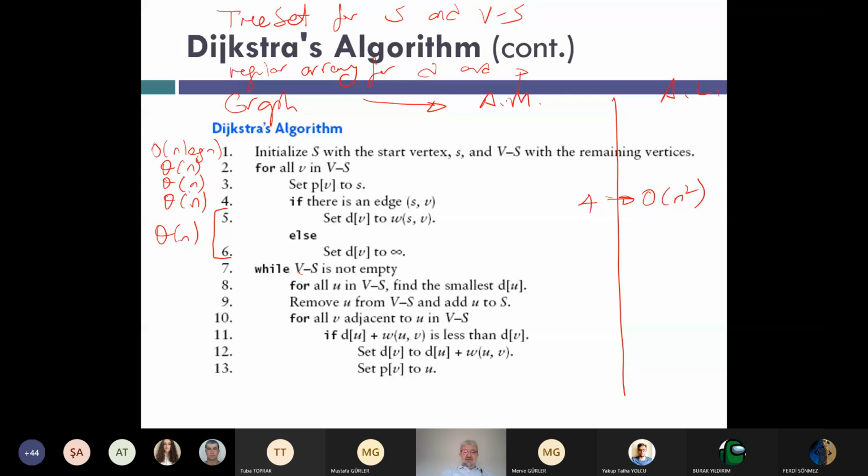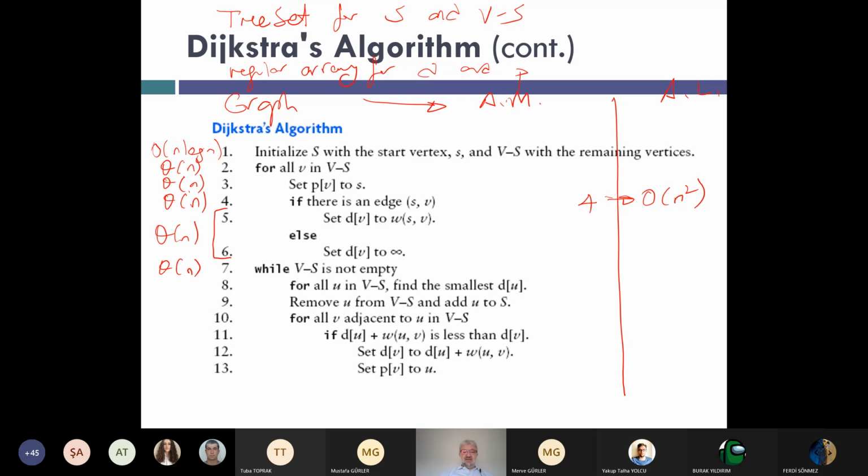We have a while loop. We check whether V minus S is empty or not in the while loop. Checking whether a set is empty or not takes constant time in tree set or hash set, doesn't matter, right? And this while loop will iterate n minus 1 times actually, for the vertices in V minus S. The number of vertices in V minus S is n minus 1, and it will iterate for each vertex in V minus S. So it will take theta n time, and it is independent of the graph representation.